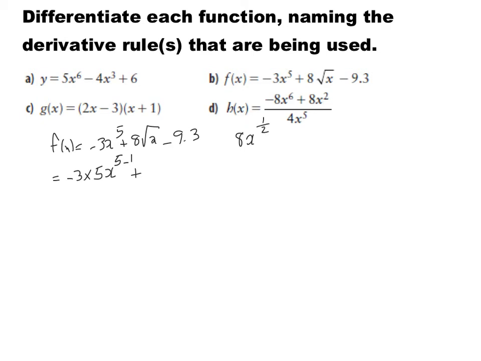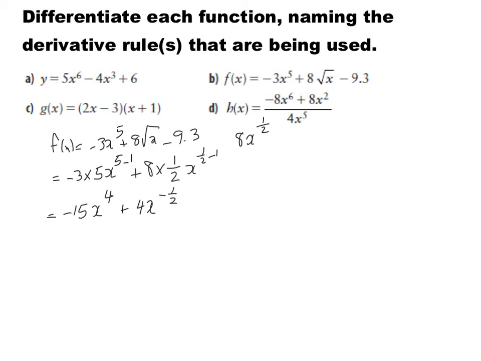So the derivative is 8, the constant, times, bring the exponent down, then subtract 1 from the exponent, so 1 over 2 minus 1, and the derivative of a constant is 0. Now this one is negative 3 times 5 is negative 15, x exponent 5 minus 1 is 4, plus 8 over 2 is 4, so it's going to be 4x exponent negative 1 over 2.